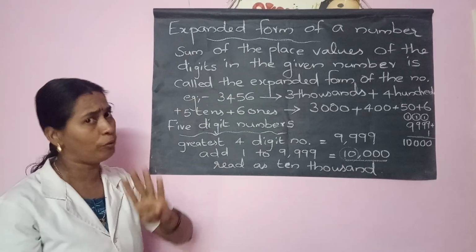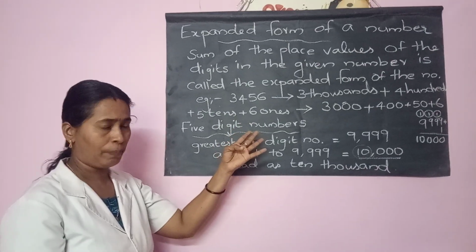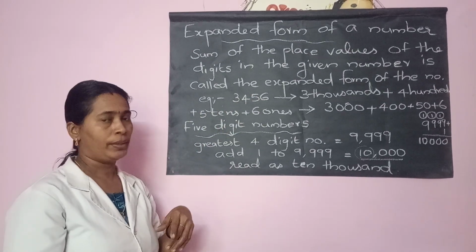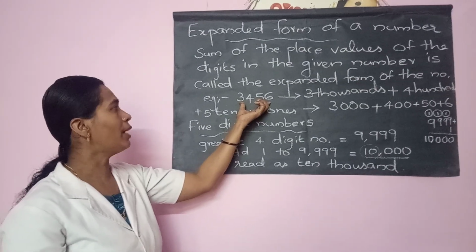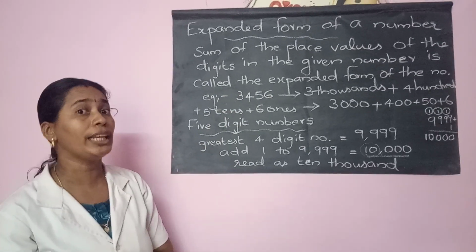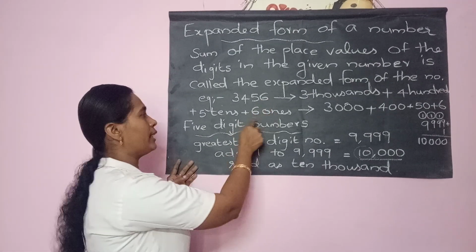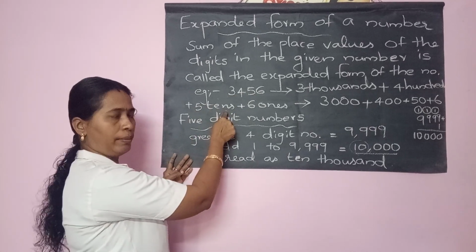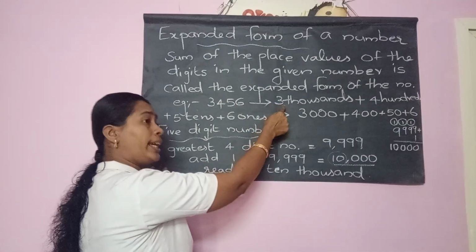For example, this is teacher's choice. You can select any 4-digit number you like, including 0 as one of the digits. But the teacher has selected 3, 4, 5, 6 as our number. We need the expanded form of this. So we have to find the place value of each digit. This is 6 ones. Teacher has written 6 ones. Then this one is 5 tens. Then 4 hundreds. And 3 means 3,000.